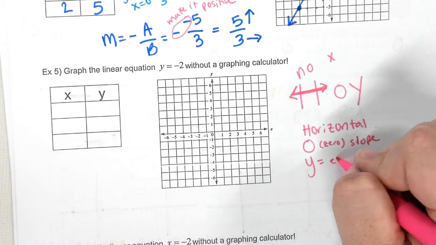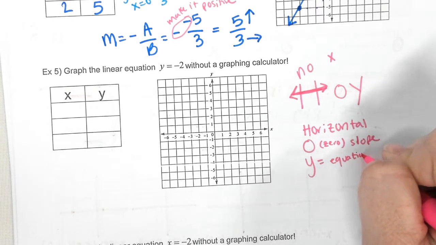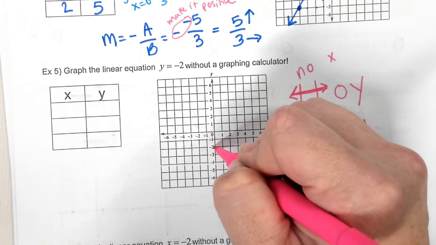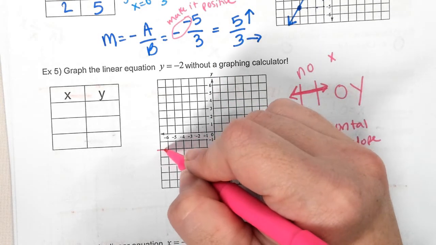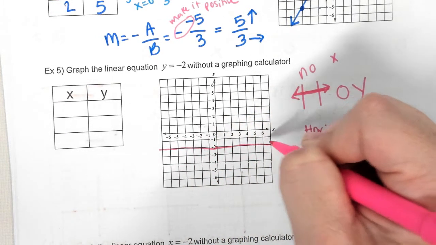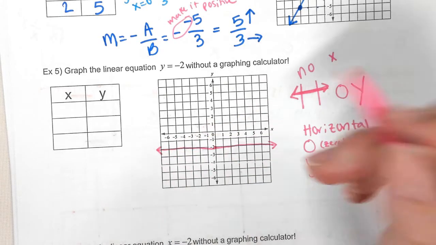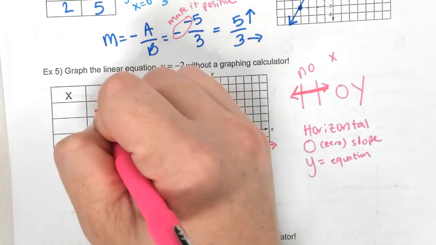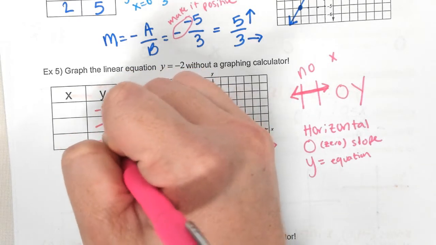Y equals equation. So that means I'm going to have a horizontal line at y is -2. Well, here's my y-axis, here's y is -2, and it's going to be a horizontal line. Now my equation tells me y is -2. That means everywhere there's a y, it's going to be -2.